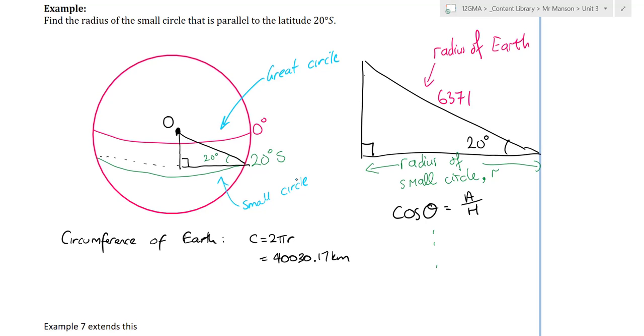So in this case, if we're told it's 20 degrees below, and we know the hypotenuse is 6,371, because it doesn't matter where you go, from the centre of the Earth to the outside, we can work out the radius of the small circle. Cos of 20 is equal to the radius of the small circle over the hypotenuse, which is 6371. Can somebody tell me what 6371 times cos of 20 is?